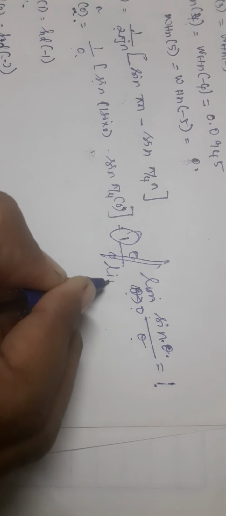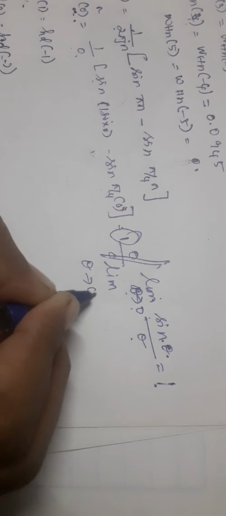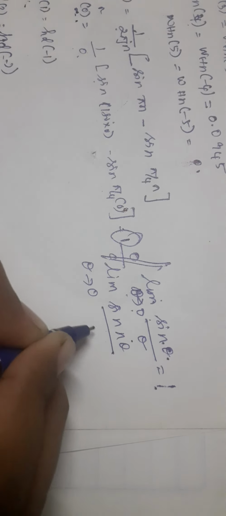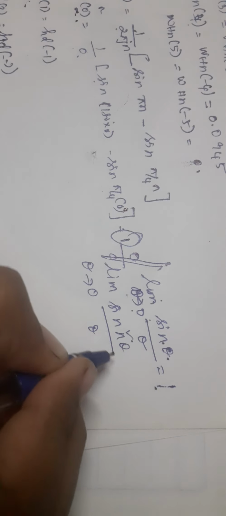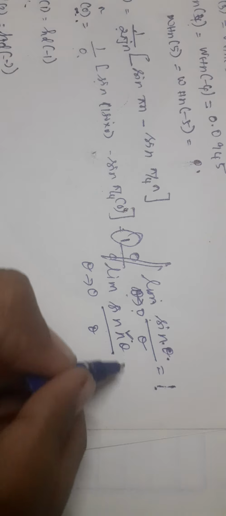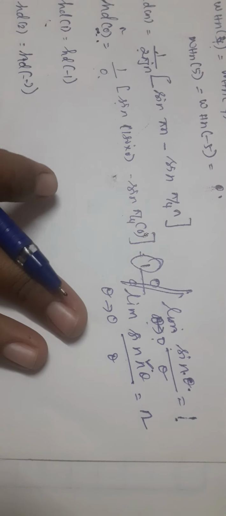You also have limit of theta tends to 0, sine n theta divided by theta. So here, n theta divided by theta, if it is multiplied by the variable n, you have the value of n. You can use both the values.